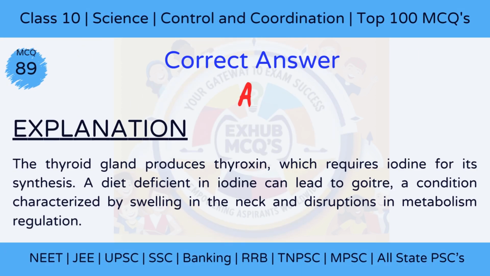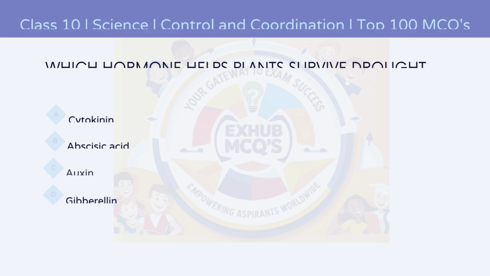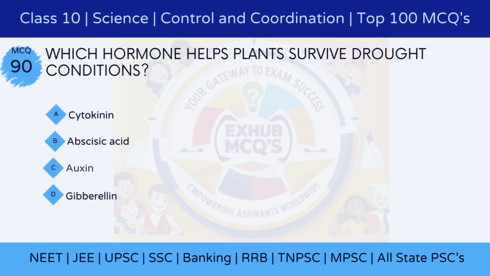The correct answer is option A, iodine in the diet. Explanation: the thyroid gland produces thyroxine, which requires iodine for its synthesis. A diet deficient in iodine can lead to goiter, a condition characterized by swelling in the neck and disruptions in metabolism regulation. MCQ 90. Which hormone helps plants survive drought conditions?